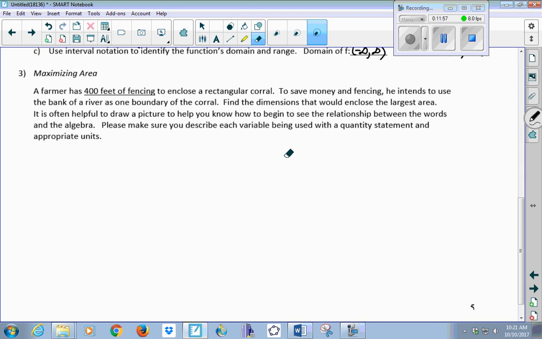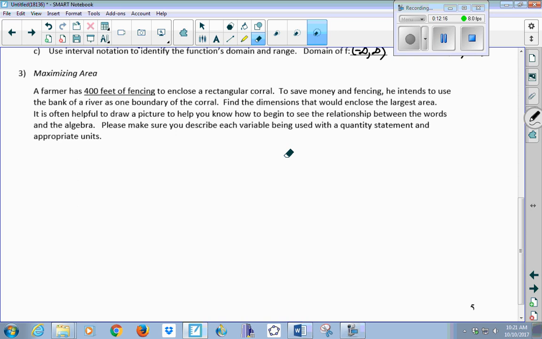You'll see no matter what college algebra book you open up, you'll see questions like this at the end of every quadratic functions section. So let's read this problem first. A farmer has 400 feet of fencing to enclose a rectangular corral.